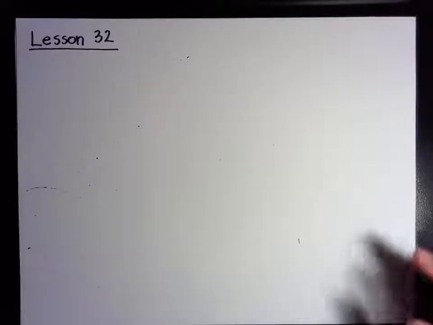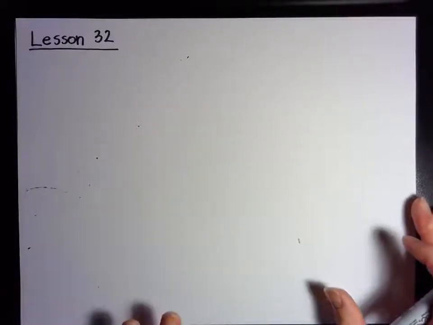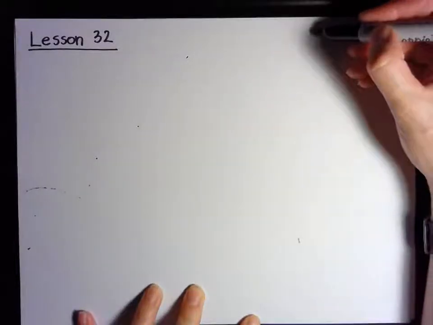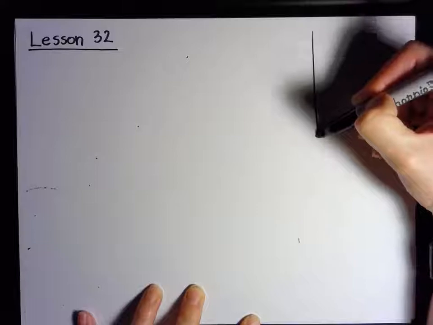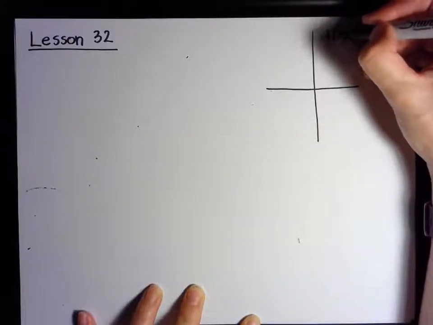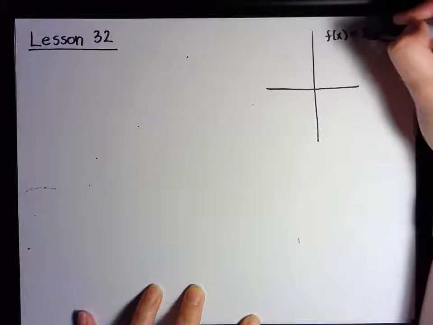Okay, the subject of lesson 32 is inverse functions, both just general inverses of functions, and then we'll go into inverses of the trigonometric functions. But let's start out with something a little bit easier than a trig function. Okay, so imagine that we had a function, start with something easy like f of x equals 2x.